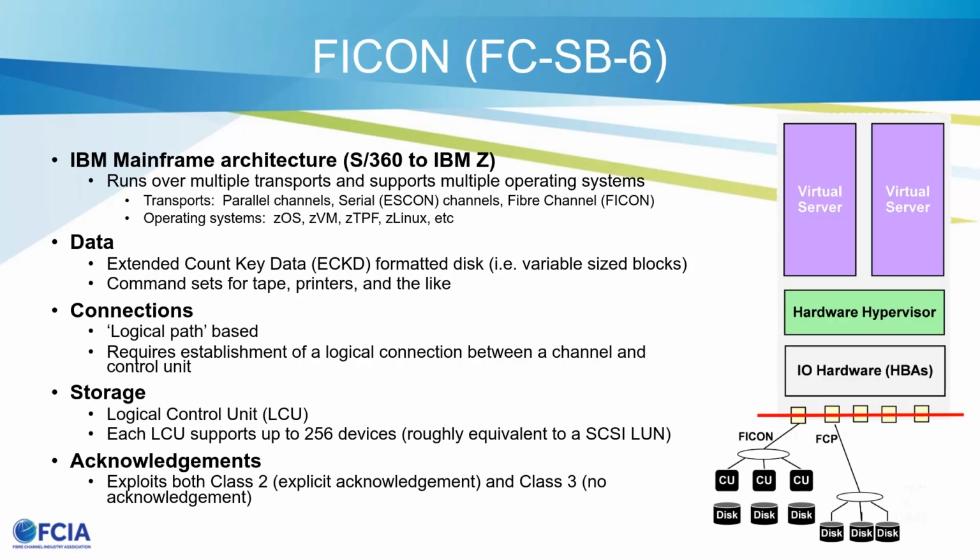Now, as we jump into another example, the FC-SB6, which is the Fibre Channel single byte revision 6, is the FICON specification. FICON is a mainframe architecture, probably known to many of you either as S390 or IBM Z. And FICON has been known to run over several transports, whether parallel channels or serial channels. When it was called ESCON at that time, and now over Fibre Channel. So we refer to the protocol as FICON.